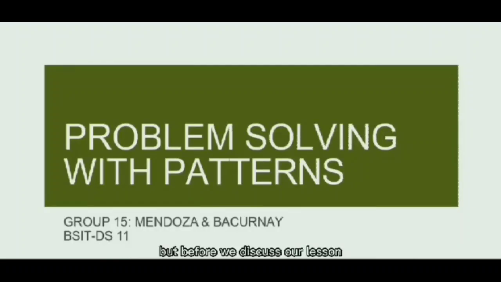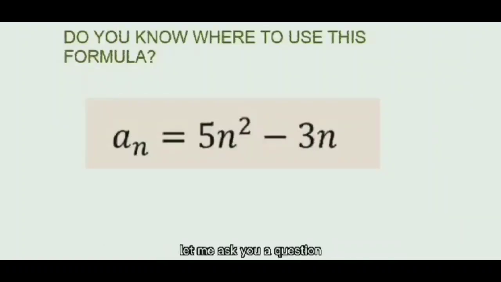But before we discuss our lesson, let me ask you a question. Do you know where to use this formula? a_n equals 5n squared minus 3n. This formula is an example of an n-term formula. Later on, we will teach you how to use the n-term formula in finding the next terms in a sequence.